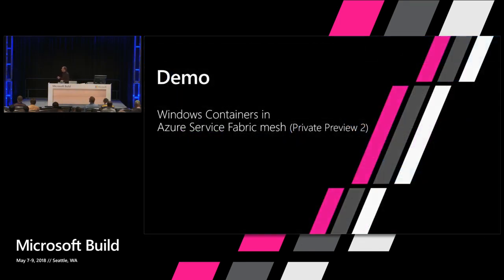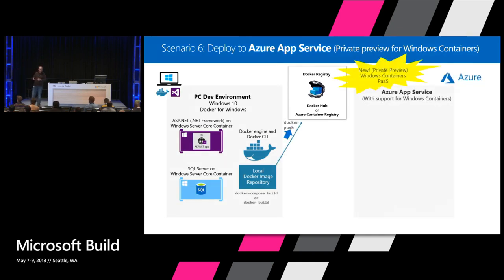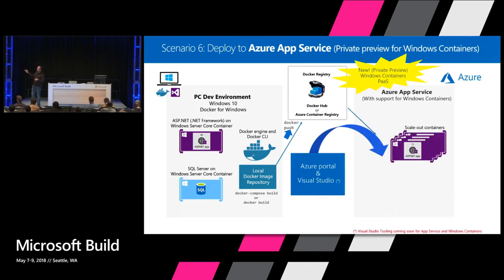And the final scenario is with App Service. App Service is a great platform as a service for simple applications or web applications. And it supports Linux containers since last year. The news is that since this week, App Service also supports Windows containers in private preview. So it would be the same thing. You push the image into the container registry, and then you deploy it into App Service from the Azure portal, with Visual Studio tooling coming as well.